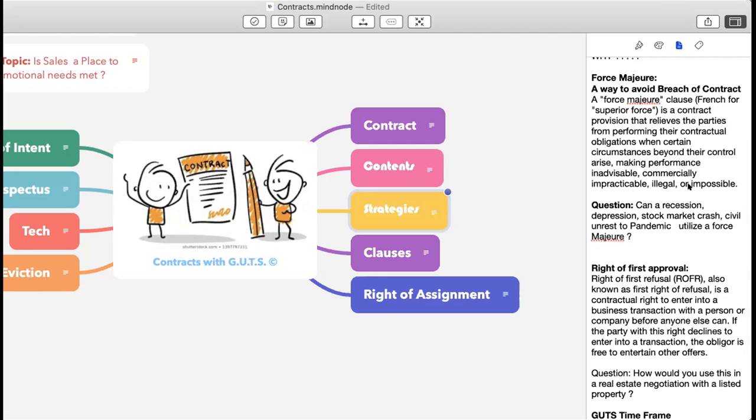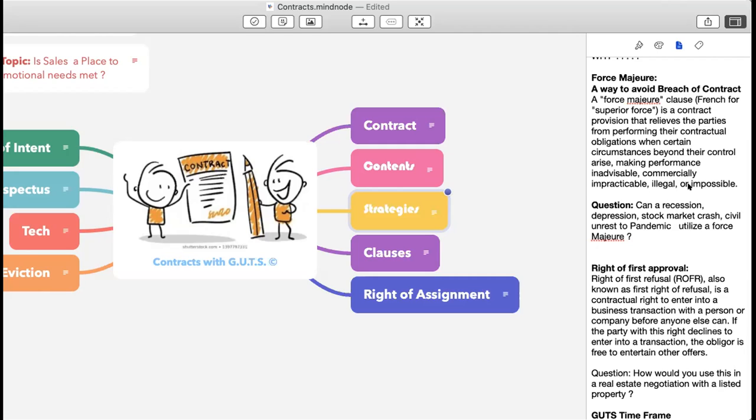What happened in 2008? You bought a property for $200,000 under a lease purchase. It dropped down to $150,000, $125,000. Do you want to get out of that contract? Yes, you can use a force majeure. We don't have time for this today, but this is very important. Everybody Google force majeure or read my notes on it later today.